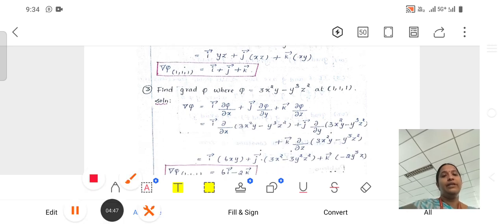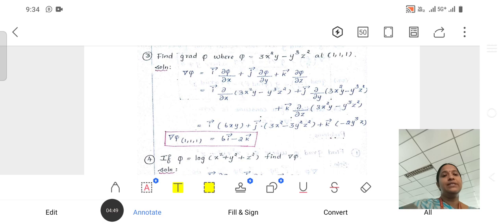Next one is find grad phi. Here phi is given by 3x square y minus y cube z square at the point 1, 1, 1. So del phi is equal to i vector into dou phi by dou x plus j vector into dou phi by dou y plus k vector into dou phi by dou z. Here we replace phi by 3x square y minus y cube z square.